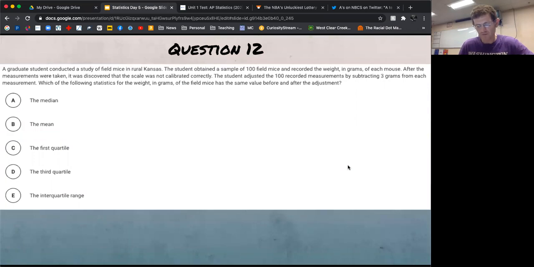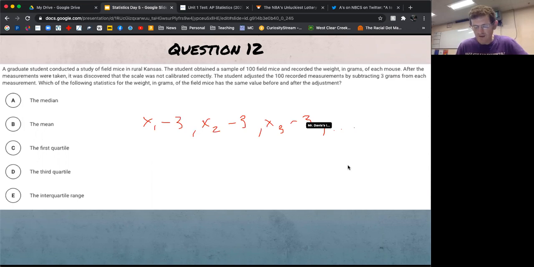So just to make sure this is really clear, you take your data, you have x sub 1, x sub 2, x sub 3, and it's weight here. And now the correction that's being made is that we're going to subtract 3 from each of them.